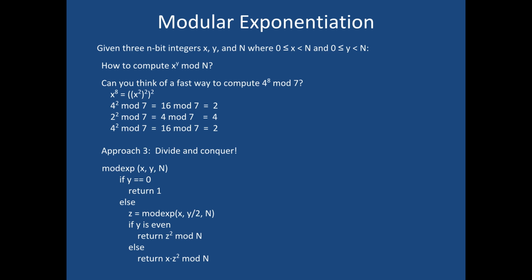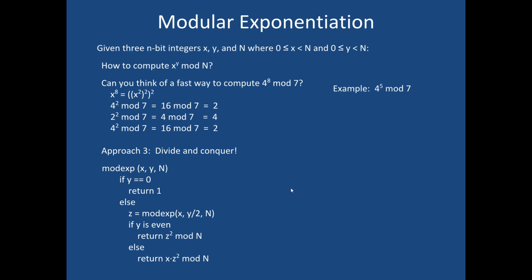But what if y is odd, like 7? Well, in that case, again, we compute x cubed mod n. Then down here, we square it to get x to the 6th, and then we multiply by an extra x to get x to the 7th. So it just depends on the parity of the exponent. You divide the exponent in half, make the recursive call, and then reassemble.